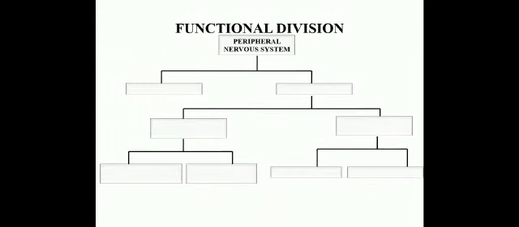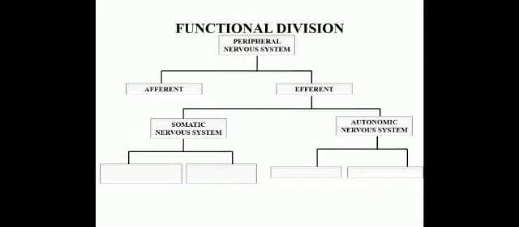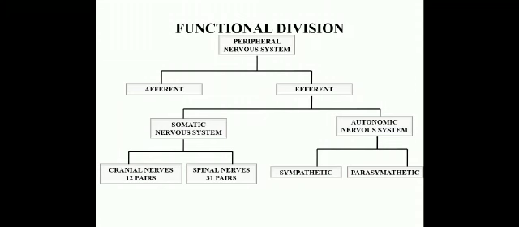Functional division. The peripheral nervous system is divided into the afferent and the efferent system. Then efferent, again it is divided into somatic nervous system and the autonomic nervous system. The somatic nervous system includes the 12 cranial nerves and 31 pairs of the spinal nerves, whereas the autonomic nervous system includes sympathetic and parasympathetic system.